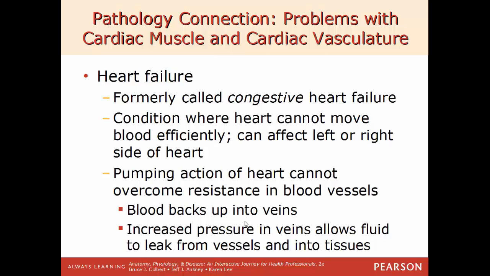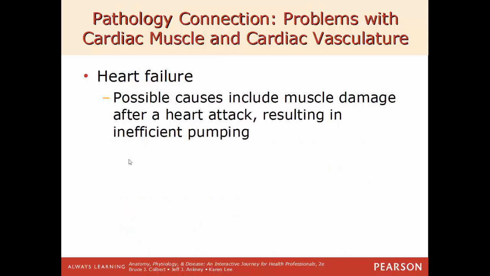See, heart failure, this is formally called congestive heart failure. This is a general condition where the heart can't move blood efficiently, and this can affect either the left or the right-hand side. Now, the pumping action of the heart can't overcome the resistance in the blood vessels. So what happens here is the blood will back up into the veins. So the increased pressure in the veins allows fluid to leak from the vessels into tissues. Possible causes here involve damage to the muscle after a heart attack, which results in inefficient pumping of the muscle itself.